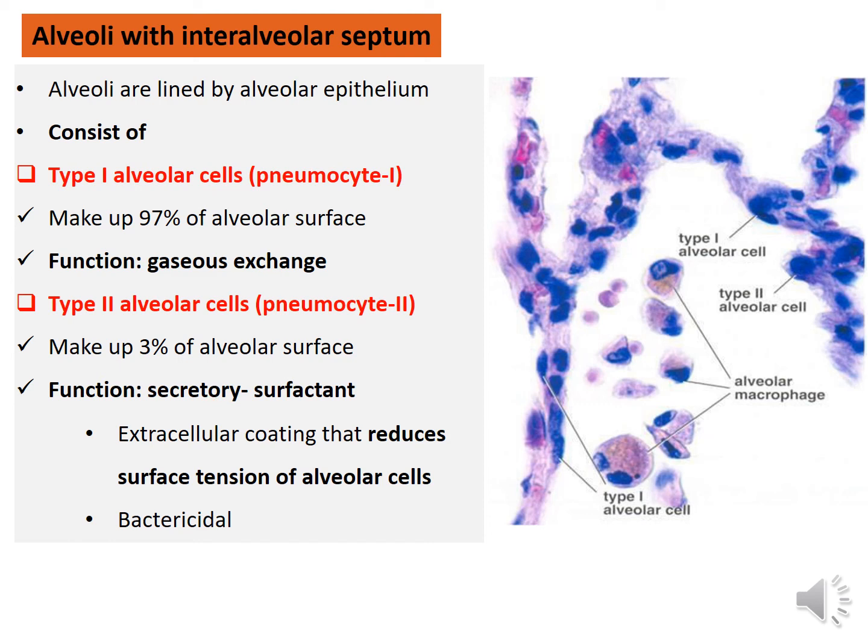The main function is production of surfactant. The surfactant reduces the surface tension of alveolar cells so that it prevents the collapse of alveoli. And also the surfactant possesses a bactericidal function, which means it kills bacteria.